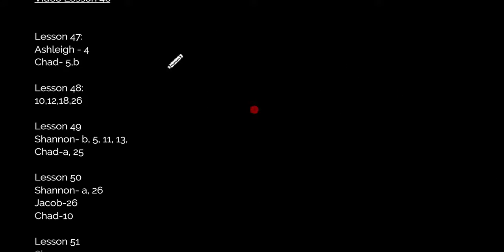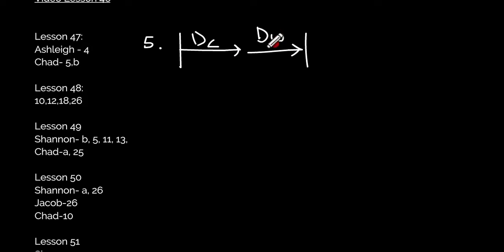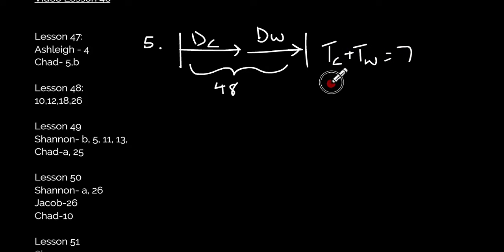Okay, number 5 is a distance problem. We can always count on Chad to have a distance problem for us. First he took a chariot, so this is the distance in the chariot. Then this is the distance walking, and the total distance is 48. We know that the time in the chariot plus the time walking was equal to 7. The rate walking was 4, and the rate in the chariot was 8.